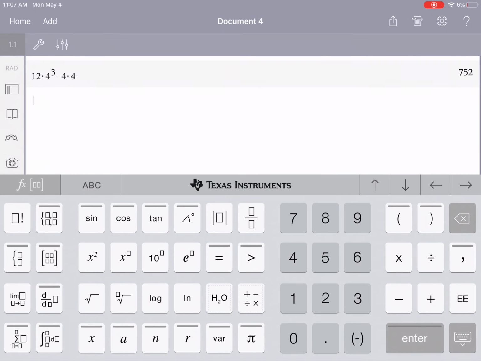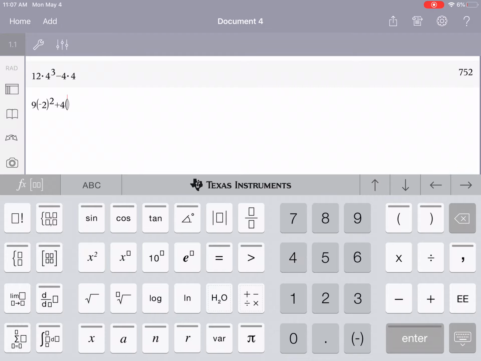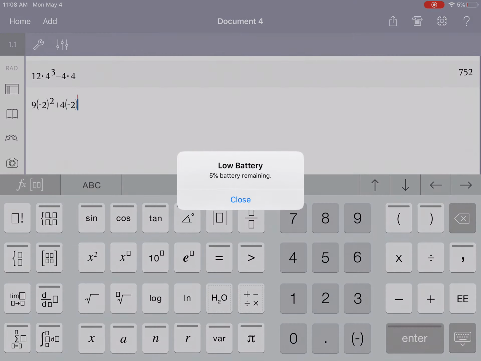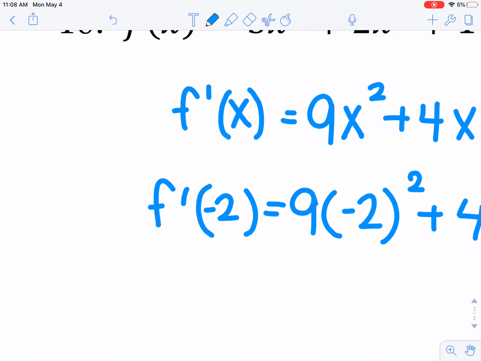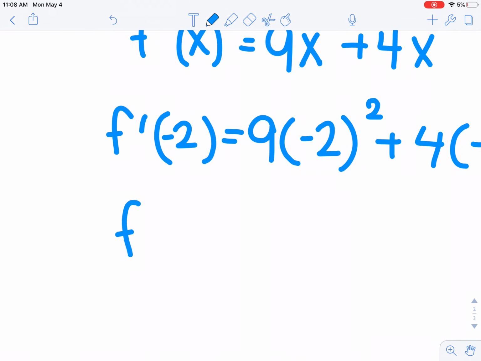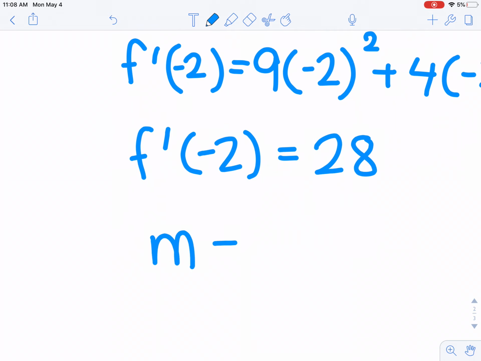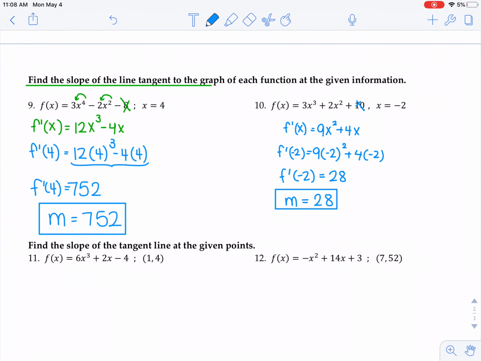So we're going to go to our calculator. 9 times negative 2, make sure you do parentheses. Then we're going to square that. And then it's plus 4 times negative 2. Enter. That's 28. It was positive. Okay, so that is my slope. So f prime of negative 2 is 28. In other words, the slope of the tangent at negative 2 is 28. Another steep line, not as steep as the last one though.